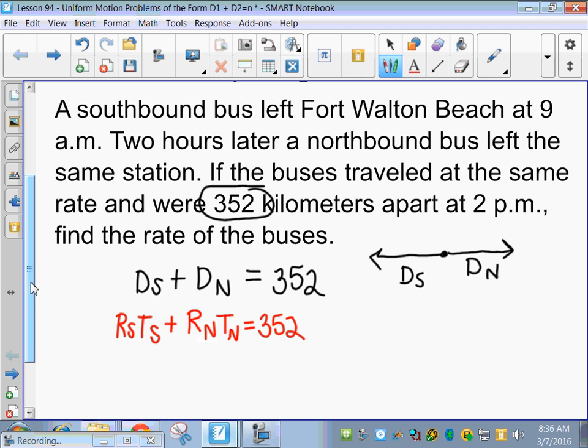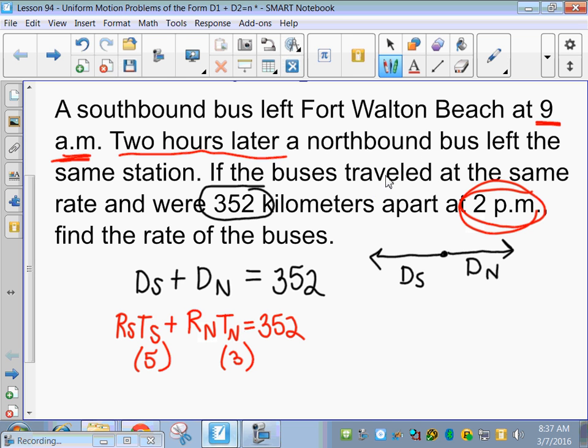All right, they're giving us a bunch of starting and ending times. So the southbound bus left at 9 a.m., right? And we're ending at 2 p.m. So the southbound bus left at 9 a.m. and went till 2 p.m. So how many hours is 9 a.m. to 2 p.m.? I agree with you guys, 5 hours. So the time of the southbound bus is 5 hours. Then it says that 2 hours later, the northbound bus left. So Ella, if that bus left 2 hours later, how many hours did it travel for? Yep, 3 hours for the time of the northbound bus.